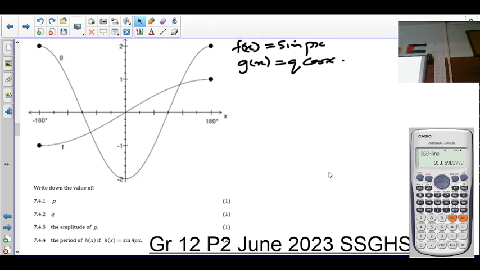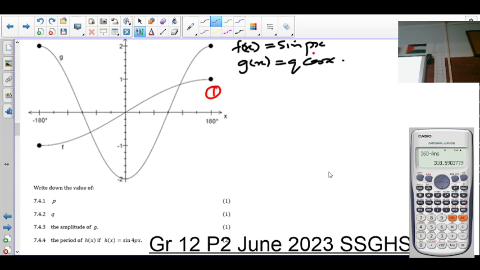Alright, so let's look at the first question. Number 1. Write down the value of P. If you look at the graph or the equation, P is in front of X. What effect does P have on the graph? There's a period change on the graph. The sine graph is normally 360 under normal circumstances if the coefficient of X is 1. But since the coefficient of X is P, I need to see what the period of the sine graph is.